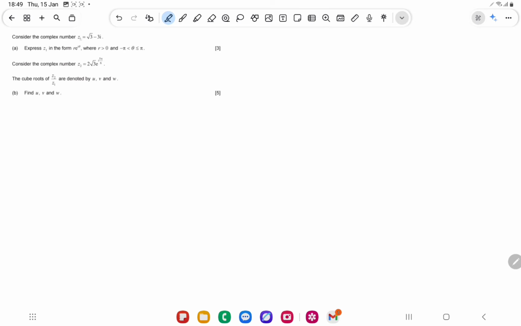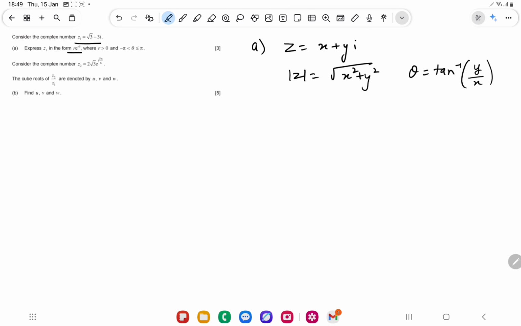Now in this question, we have a complex number z1 as root 3 minus 3i. We have to express this in r e to the power i theta. So to express this, first we have to find the modulus. In general, if you have a complex number in this form, its modulus is under root x square plus y square, and its angle or argument is tan inverse y by x.